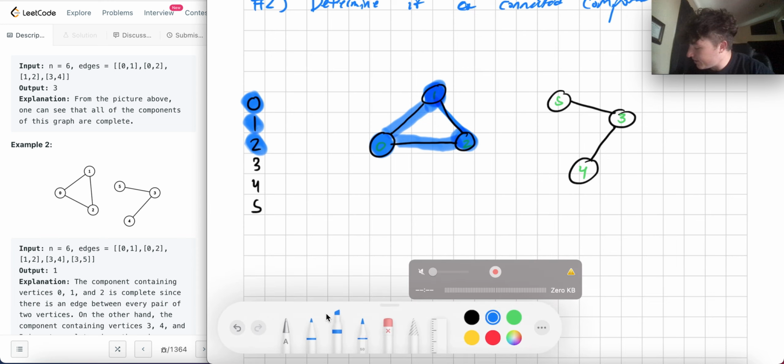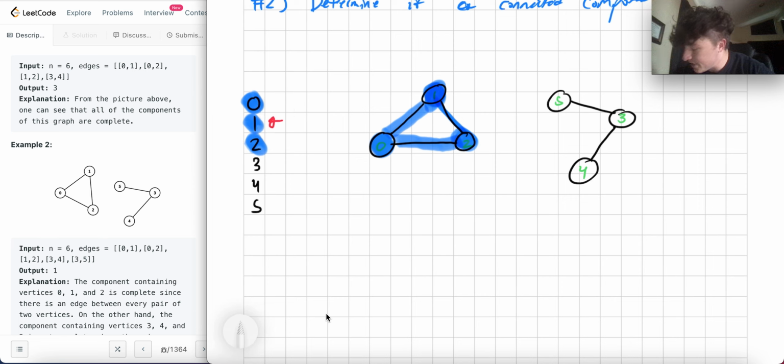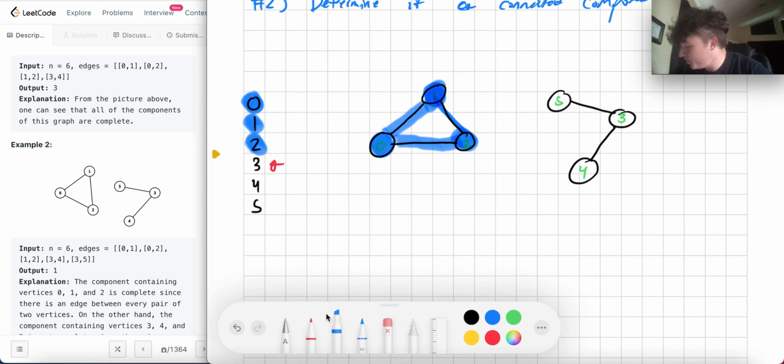So I just looked at 0, right? And then I'll say, okay, let me try 1. But I'll notice that I've already colored 1 blue. So I've already found a component associated with 1. And then I'll look at 2, and I'll say, all right, I've already found a component associated with 2. Then I'll look at 3 and I say, okay, 3 hasn't been colored yet. So 3 is a part of a new component. And I'll color that green.